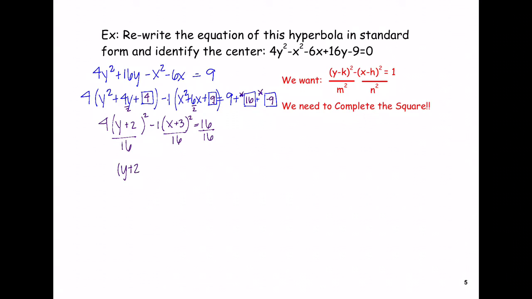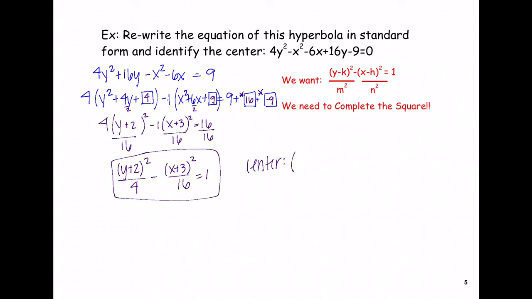We have y plus 2 squared over 4 minus the quantity of x plus 3 squared over 16 is equal to 1. Remember, when you write your center at h, k, the x-coordinate is always associated with h, so we have negative 3. The k-coordinate is always associated with y, we have negative 2. So our center is at negative 3, negative 2.